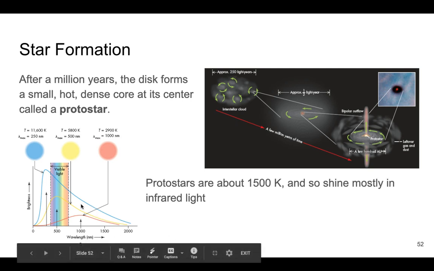So if we think back to the Wien's law picture, the coolest image we have here is 2900 Kelvin. If we were looking at 1500 Kelvin, that peak's not shown, but it would be a very low, broad peak that peaks right around here.